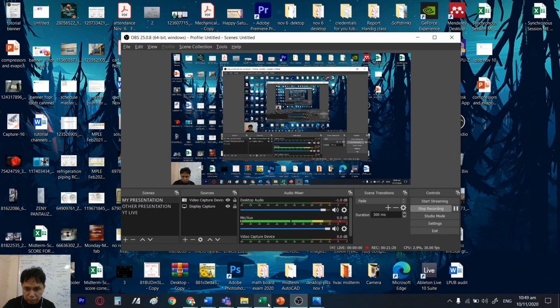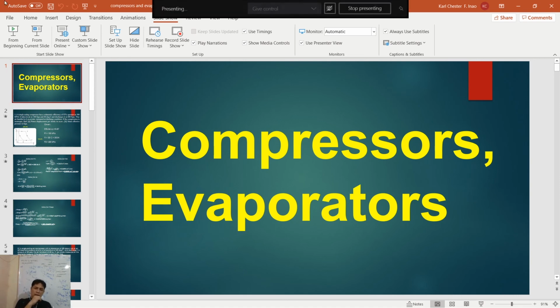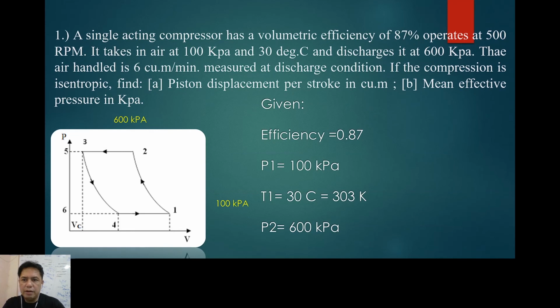Ngayon, punta tayo dun sa ating pinag-uusapan. Ito, no? So compressor, no? Nakakita na kayo ng mga compressor. Na-discuss na natin yung basic ng compressor. Now, last time, I have given you different problems of compressors. And we are going to discuss them. And I think may evaporators dito, no? But at least compressors and evaporators, no, very basic yan sa refrigeration system. So here is the first problem.